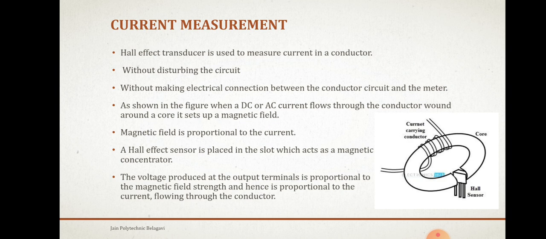The voltage produced at the output terminal is proportional to the magnetic field strength, and hence is proportional to the current flowing through the conductor. When we apply the current, it will produce the magnetic field. Depending on that magnetic field strength, you will get a proportional output. Like that, the current is measured.